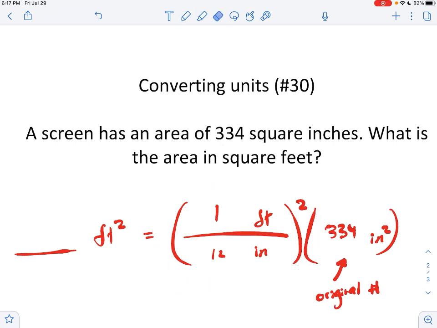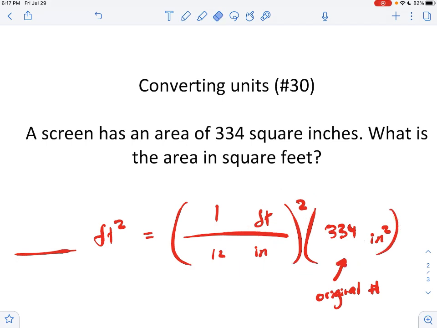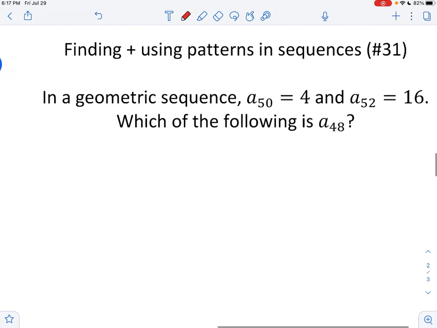Okay? And the last step is you just calculate this, make sure units align, which they will. You're doing feet squared divided by inches squared times inches squared. And when you multiply that out, you'll get your answer. Whatever this number is, I don't know it, but that's the answer.